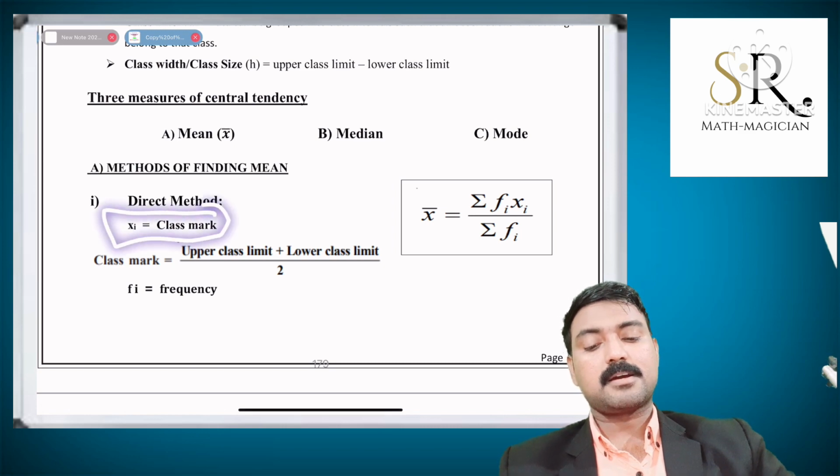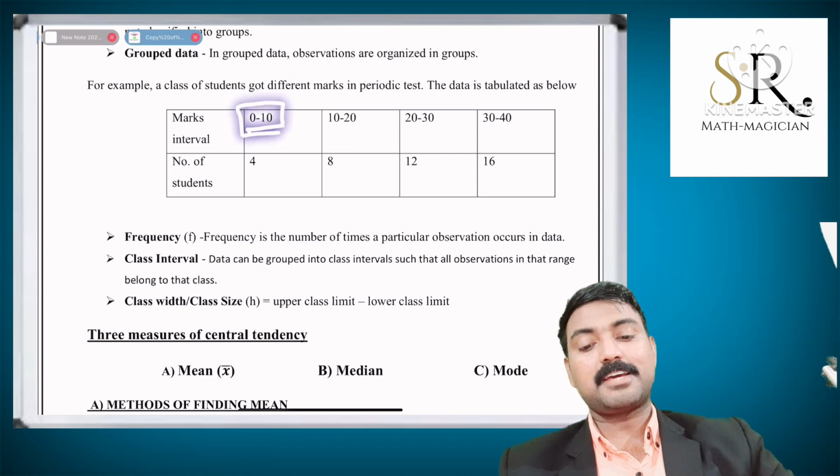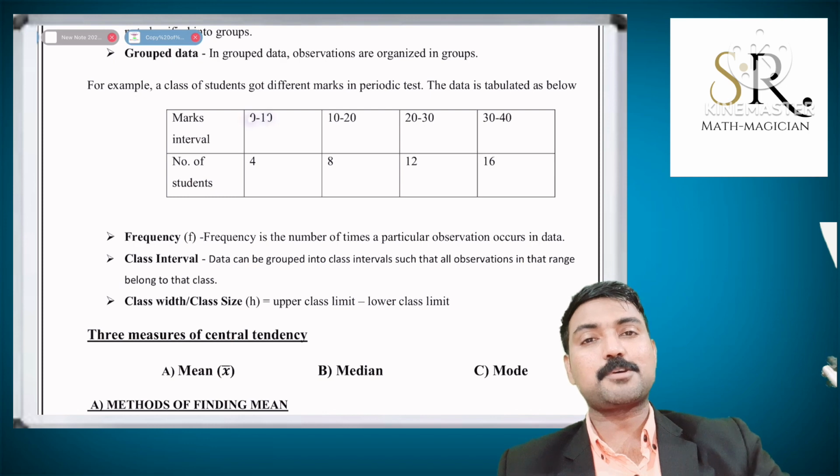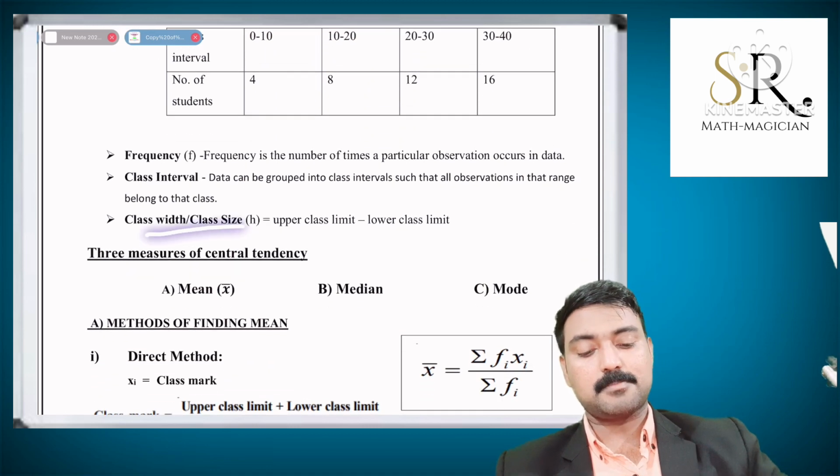What is class mark? Class mark means the middle value of a class, like 0 to 10. What is the middle value of 0 to 10? 5. This is known as class mark. How to find class mark? Just add the upper limit and lower limit and divide by 2. 10 plus 0 is 10, 10 by 2 is 5. Then what is the class mark of the second class? 20 plus 10 is 30, 30 by 2 is 15. So the second class mark is 15. The third is 25, the fourth is 35. So I think you understood what class mark is.